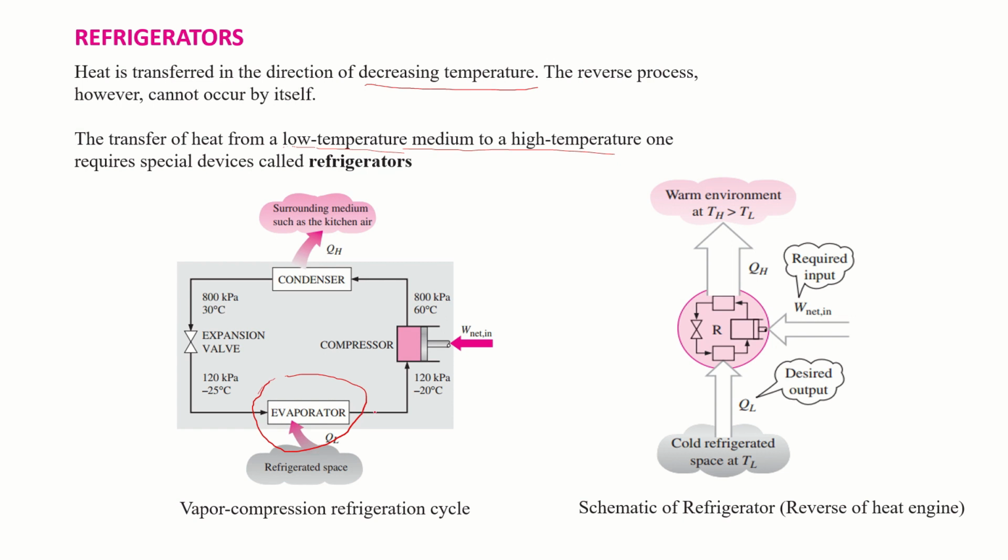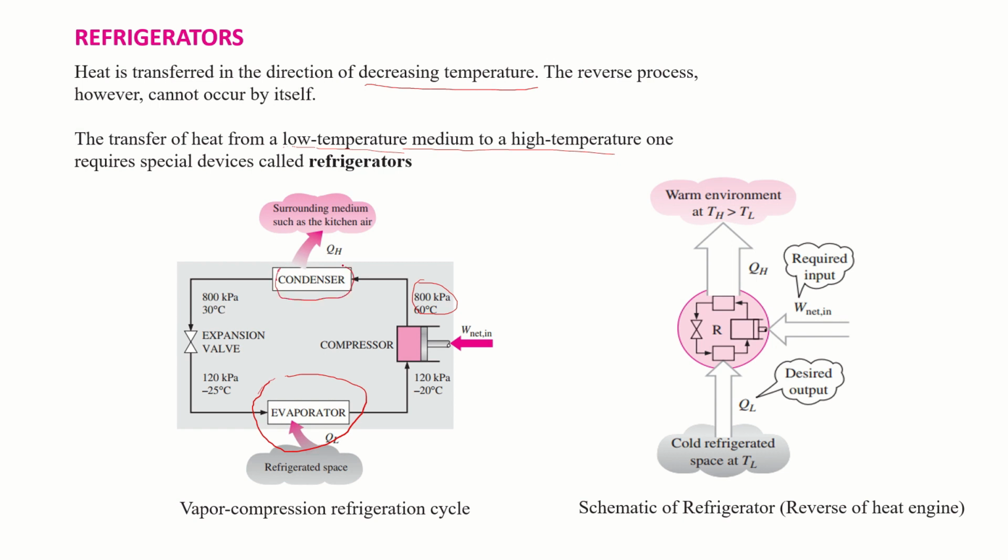So now the vapors travel in this direction to the compressor, where the vapors are compressed, so their pressure and temperature are raised. It is raised from minus 20 degrees centigrade to 60 degrees centigrade, and the pressure is raised from 120 kilopascal to 800 kilopascal. So when the pressure and temperature are raised, we can condense the vapors in the form of liquid with the help of a condenser.